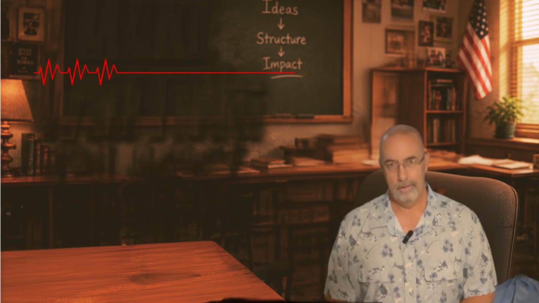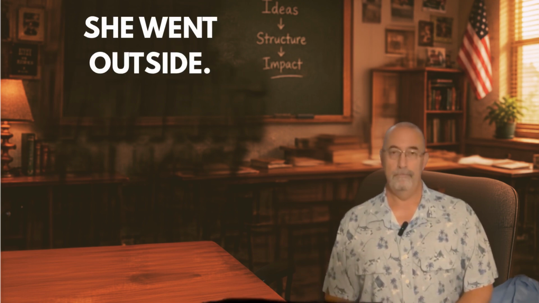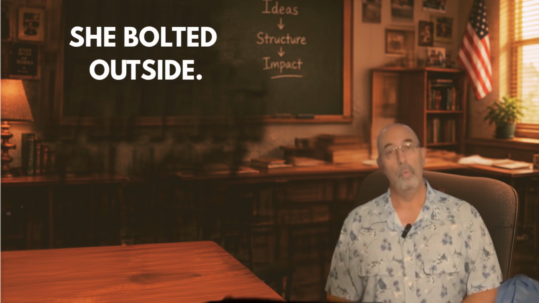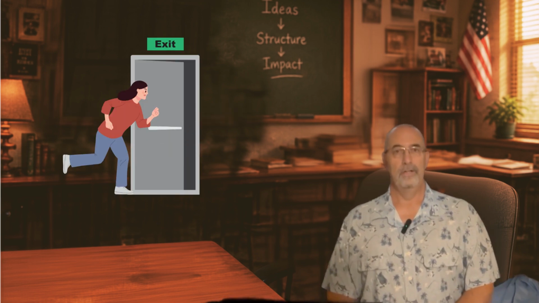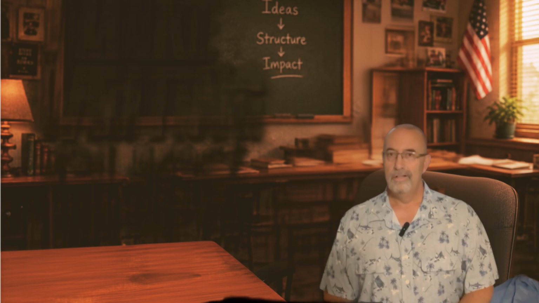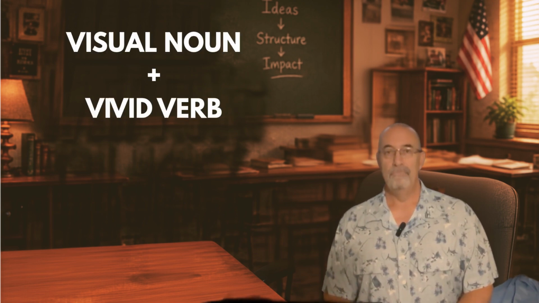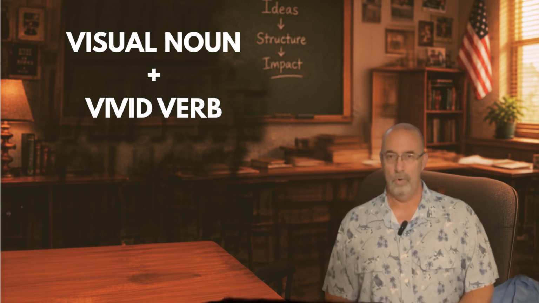Good night forever. Now, watch what happens when we swap in a vivid verb. Instead of she went outside, what about she bolted outside or she wandered outside? Same basic idea, totally different feeling. One, she moved really quickly. The other, she took her time, almost lost, searching as she left. That's a vivid verb doing its job. See, we're building here. Think about a visual noun and a vivid verb together. Now we're cooking with grease. Check it out. The chef seared the T-bone.